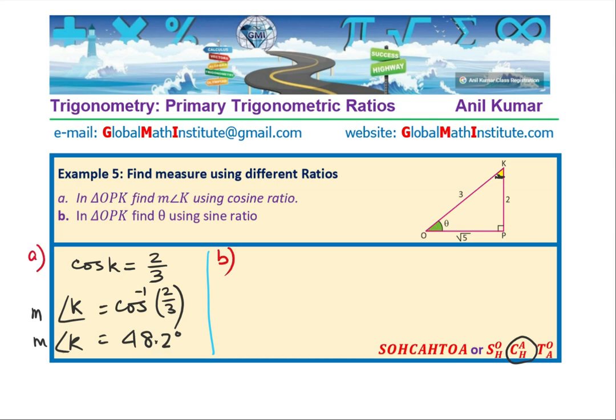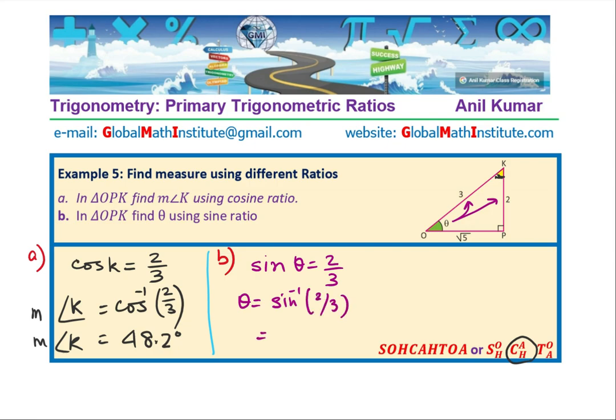Now part B, which is in triangle OPK, find theta using sine ratio. So this time we have to use sine ratio. If I use sine and we have to find the angle theta, which is right there, then the opposite side will be 2 and hypotenuse remains 3. So sine theta is 2 by 3. So theta equals sine inverse of 2 by 3.